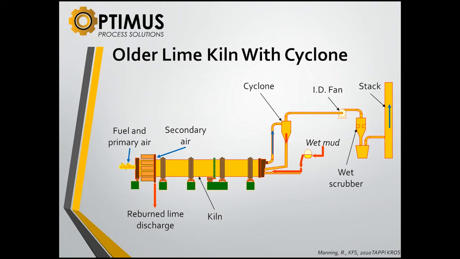Some older kilns have been modernized with cyclones. The idea is to collect dust that would normally go out with the exhaust gas stream before it goes through the ID fan and to the scrubber. This allows this dried, preheated material to be returned to the kiln rather than being wetted and going through the mud cycle again. This adds to the overall efficiency of the operation.